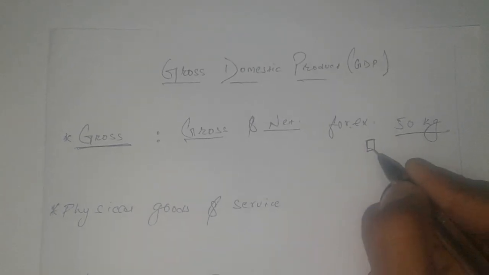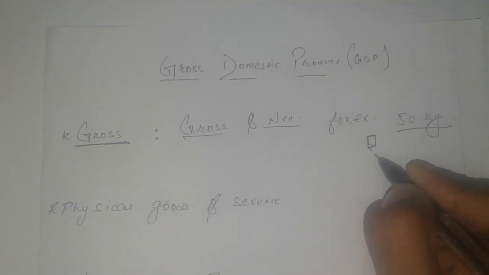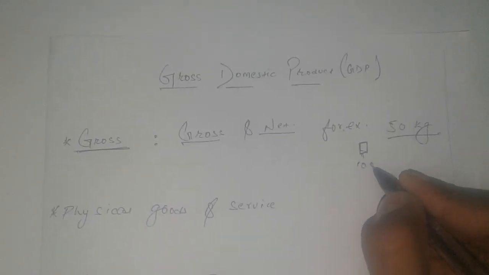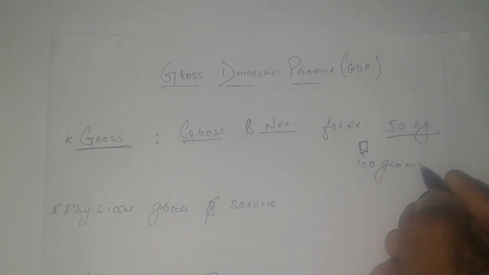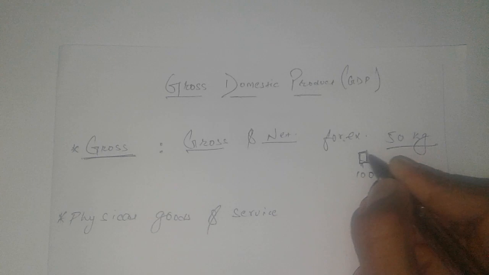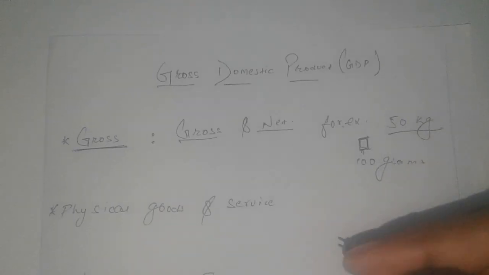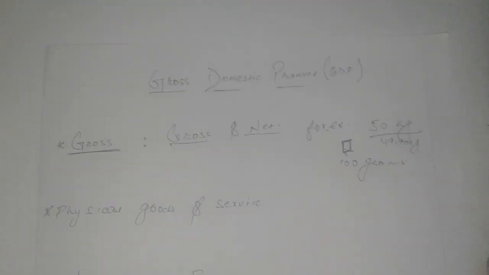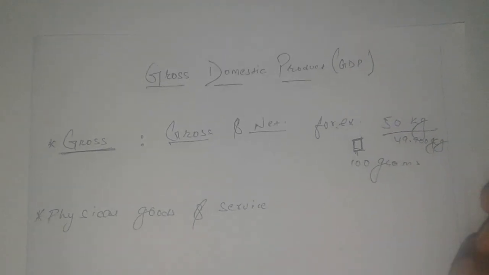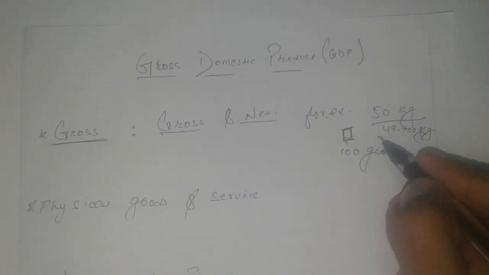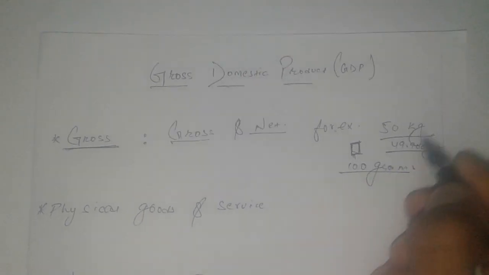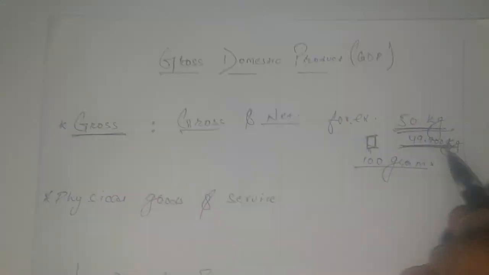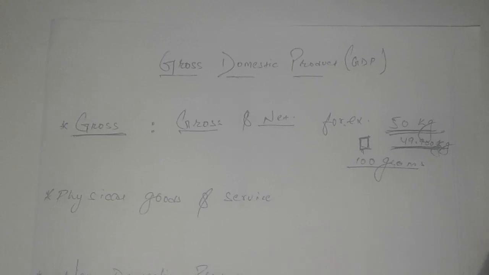Its gross weight is 50 kg. In this 50 kg there might be some weight of the bag as well. For example, it might be 100 grams. So this bag has 100 grams of weight, and the rice inside has a weight of 49.900 kgs. So this is the net weight of the bag, and this is the overall gross weight, and the net weight is 49.900. So this is the basic difference between gross and net.